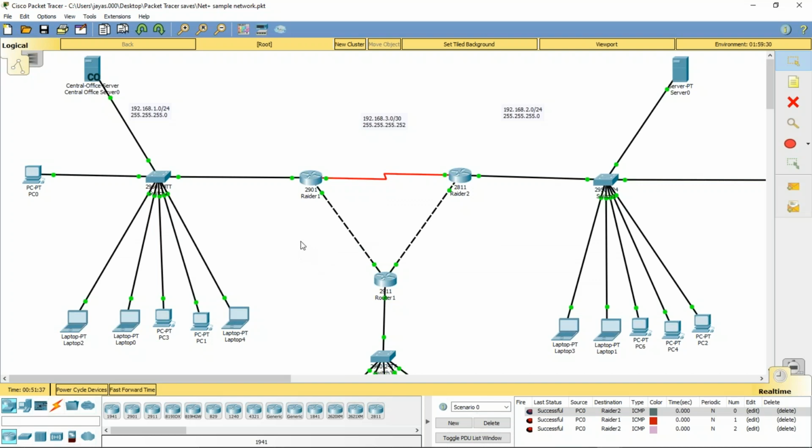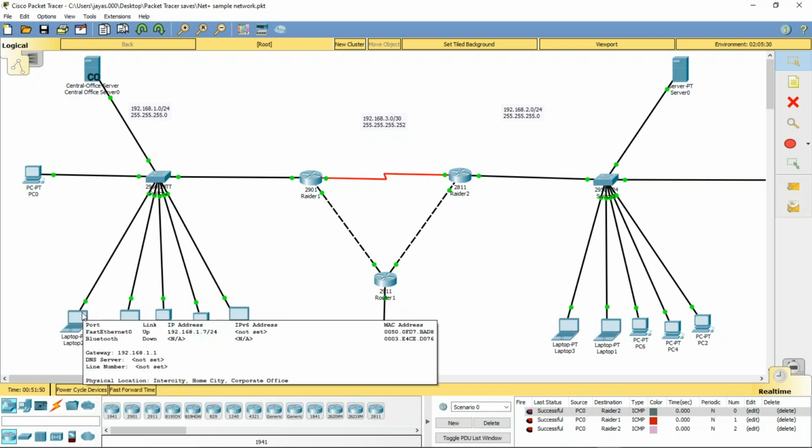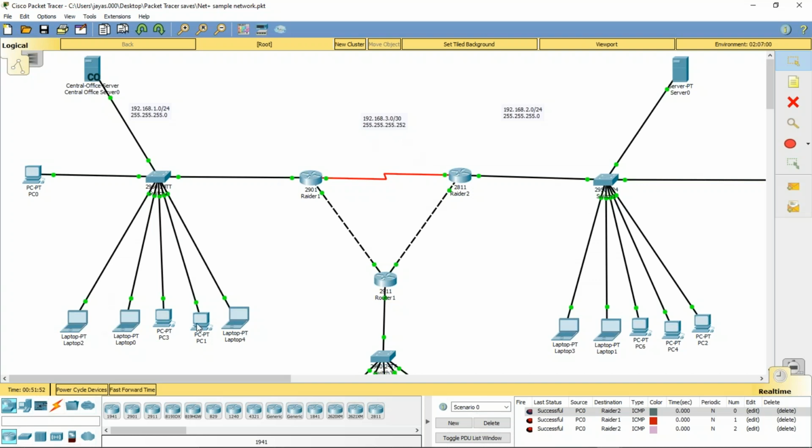CompTIA. They're always going to want you to use the most efficient subnet mask. So in this instance, how many devices do I have? 1, 2, 3, 4, 5, right? So I'll probably use a /29 here, same here.